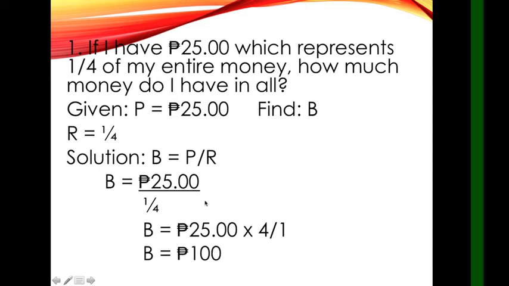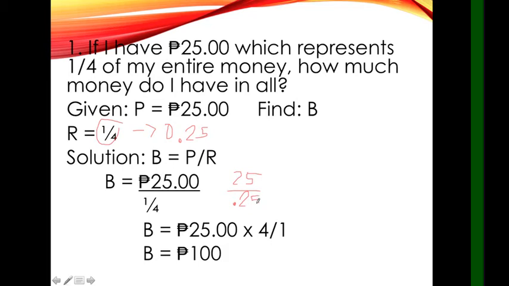If you are not comfortable with this, you can first turn 1/4 into a decimal, and this is equal to 0.25. And then after you make it a decimal, divide 25 by it. So 25 divided by 0.25. Using your calculator, you will get the same answer, which is 100. So that's how the division works.